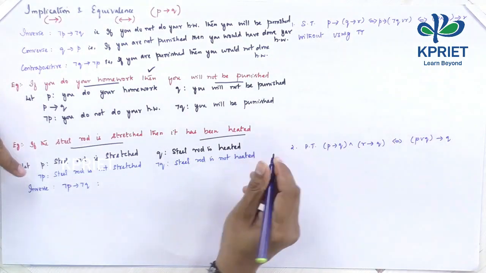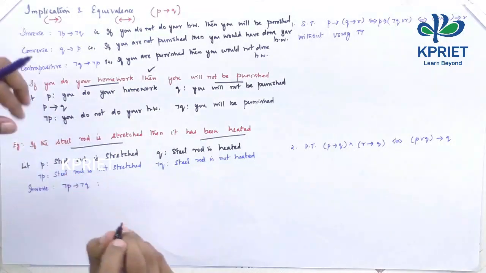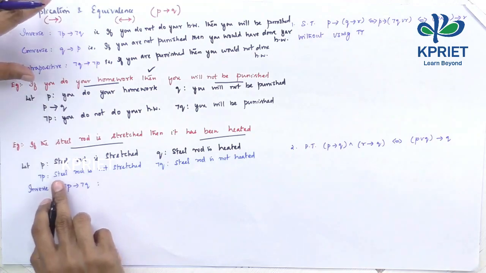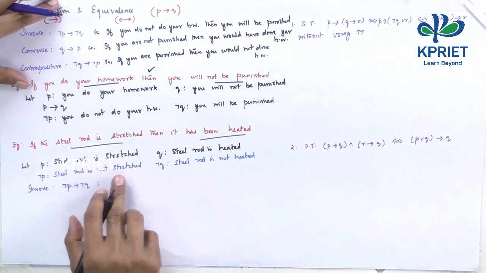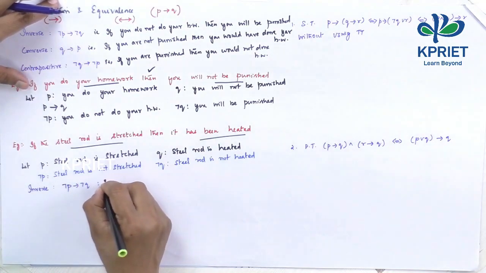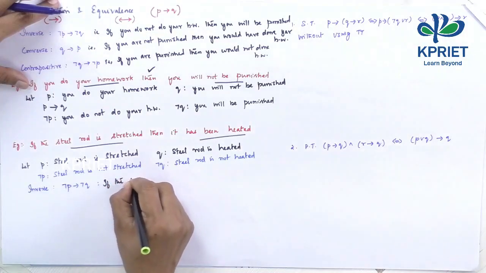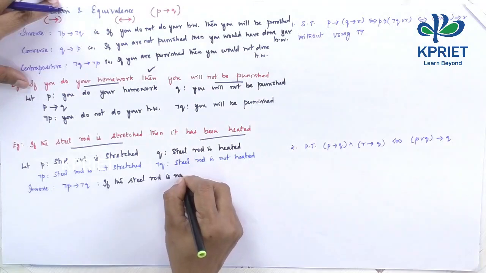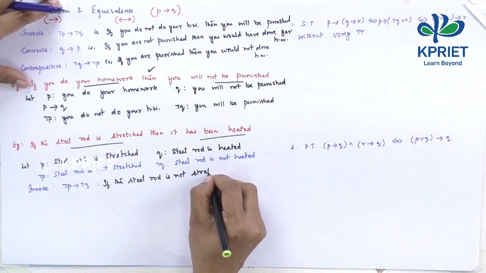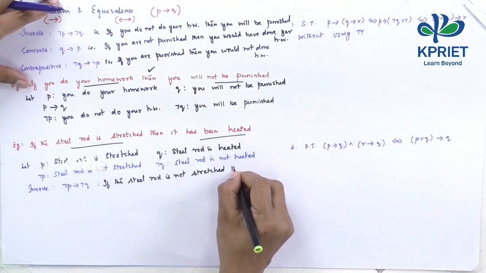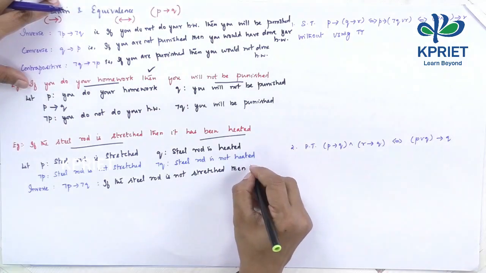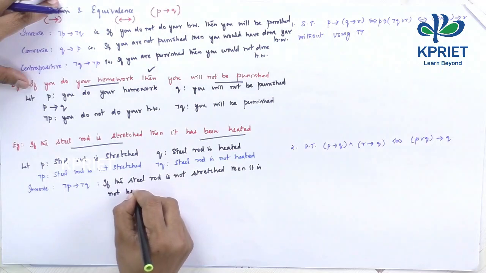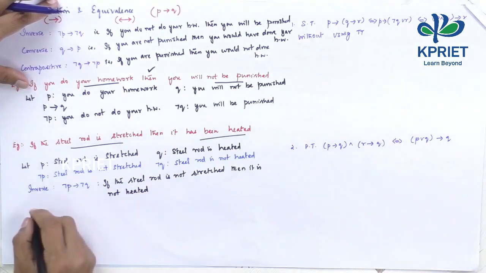Now, coming to this point, how do we write it? Negate P conditional negate Q. Negate P is steel rod is not stretched. Fine. So if the steel rod is not stretched, then it is not heated. That is the inverse.